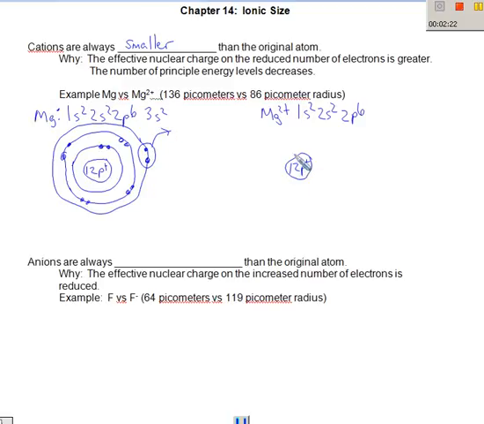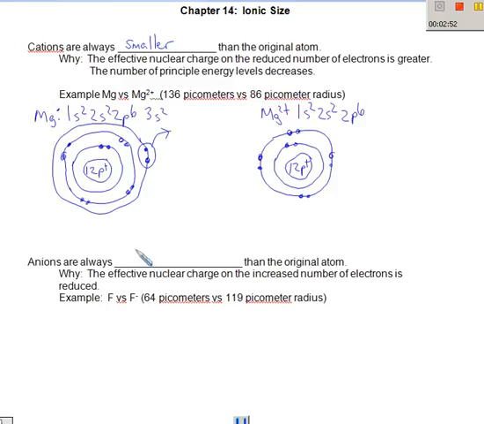Let's draw what happens after magnesium becomes magnesium 2+. We're going to have the first principal energy level, which is still going to have 2 electrons in it. And we're going to have the second principal energy level, which has 8 electrons in it. At this point, we have accounted for all the electrons. We no longer have a third principal energy level. Thus, the atomic radius for magnesium 2+ is going to be smaller than for the neutral atom. So cations are always smaller than the original atom. Makes sense. They've lost electrons.